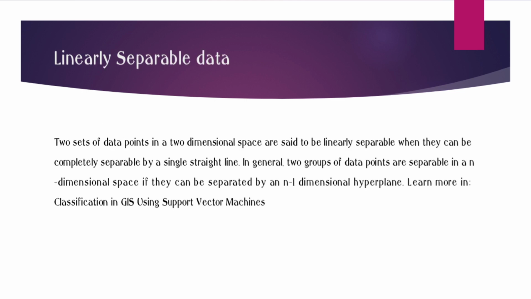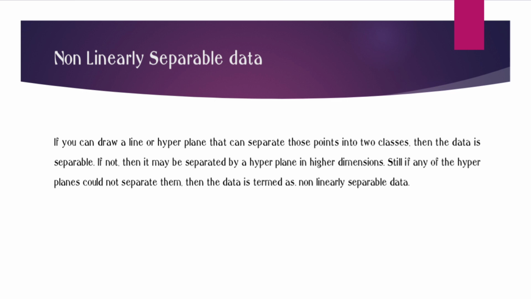Linearly separable data: two sets of data points in a two-dimensional space are said to be linearly separable when they can be completely separated by a single straight line. In general, two groups of data points are separable in an n-dimensional space if they can be separated by an n minus one dimensional hyperplane.